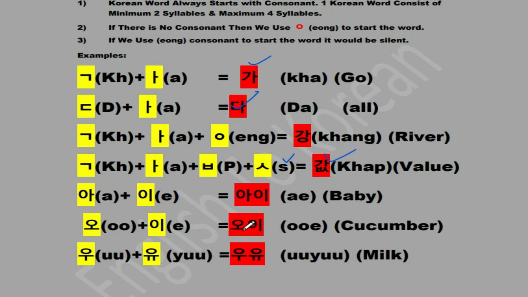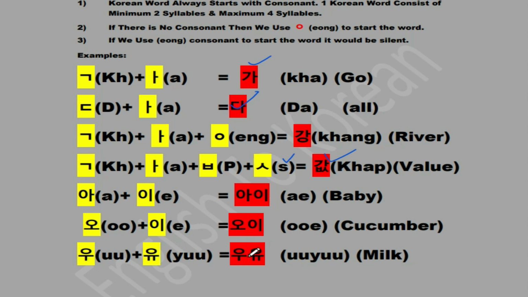Our next word is o, e, cucumber. O is also a vowel and e is a vowel as well. So we will not start any word with a vowel. So we have to use the ing consonant at the start. When we use the ing consonant at the start, it will be silent. O, e. Cucumber.